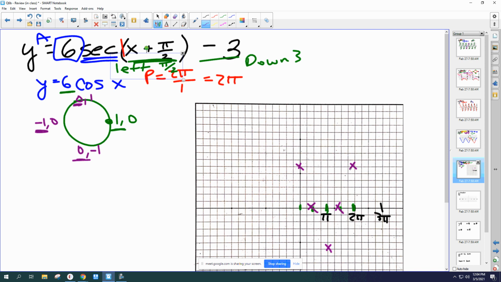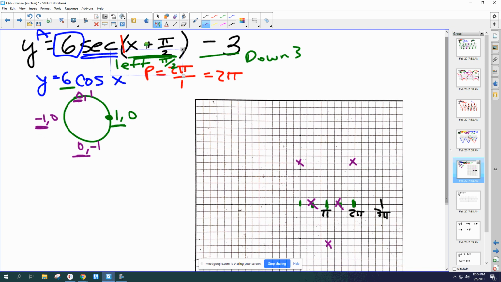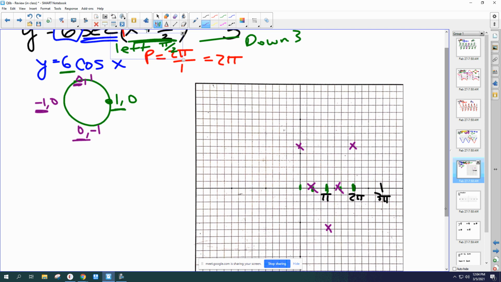What I would do, I wouldn't draw this. I would shift it. So we're supposed to shift left pi over 2 and down 3. Remember, pi over 2 is 2 tick marks. So left 2 tick marks and down 3. Left 2 down 3. Left 2 down 3. Left 2 down 3.